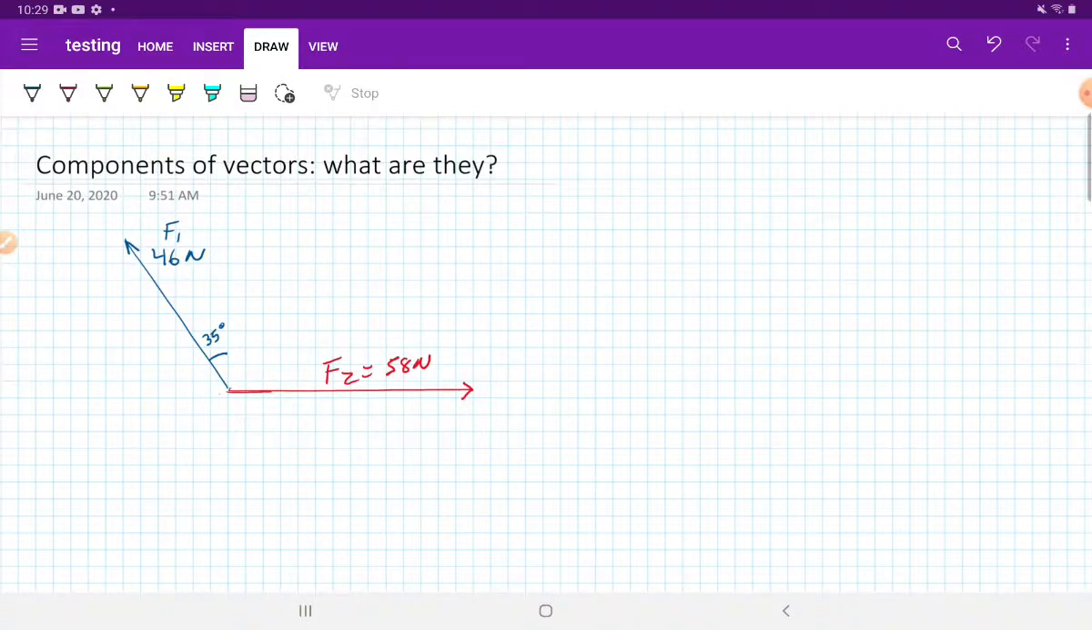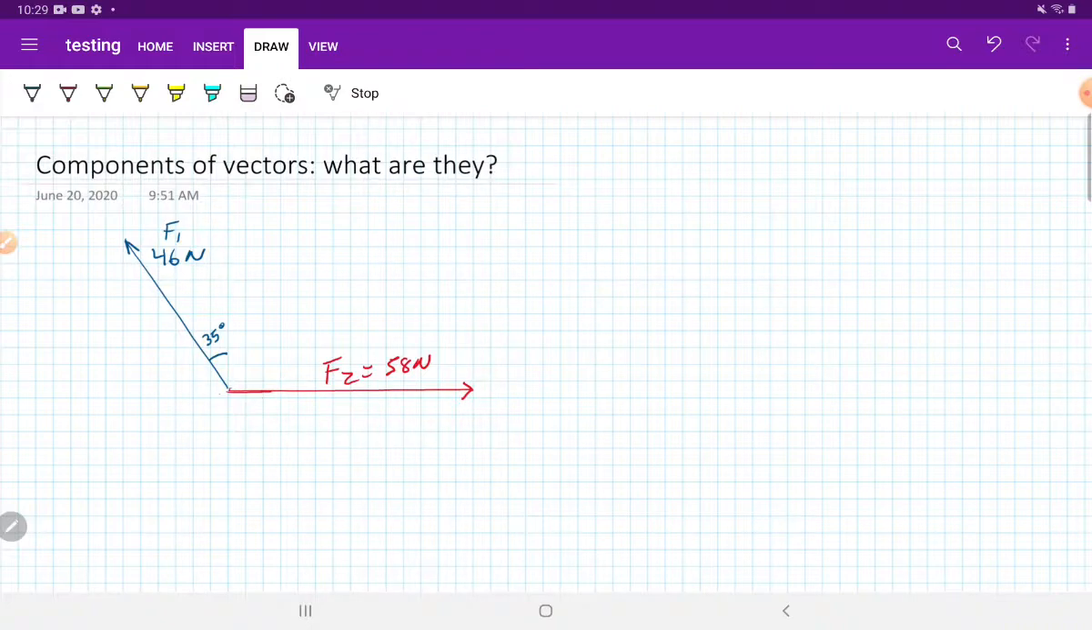Okay, so in the last video we said that we need to convert vectors into their components. And the reason we need to do that is because these two vectors are at different angles and I can't add them the way they are. I have to manipulate them, not modify their value, but modify the way they look so that I can actually do math with those numbers.